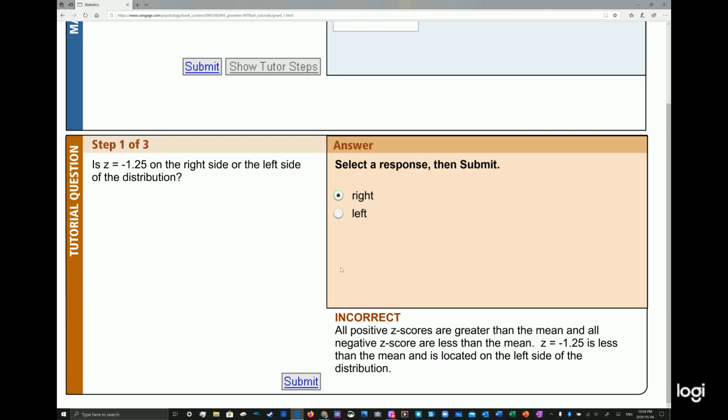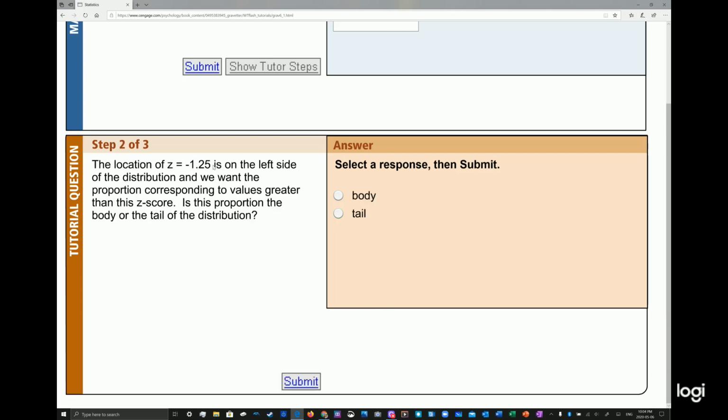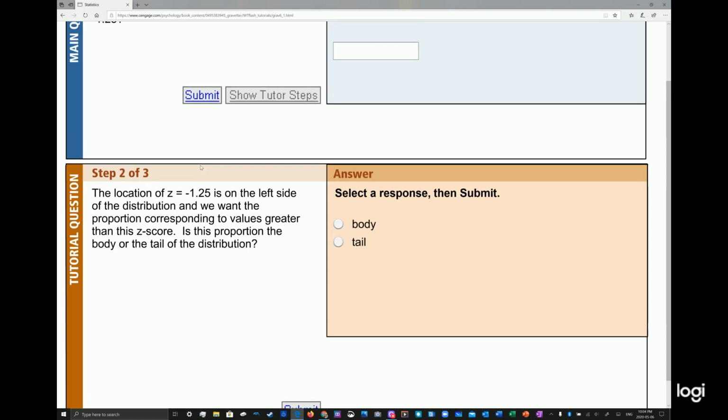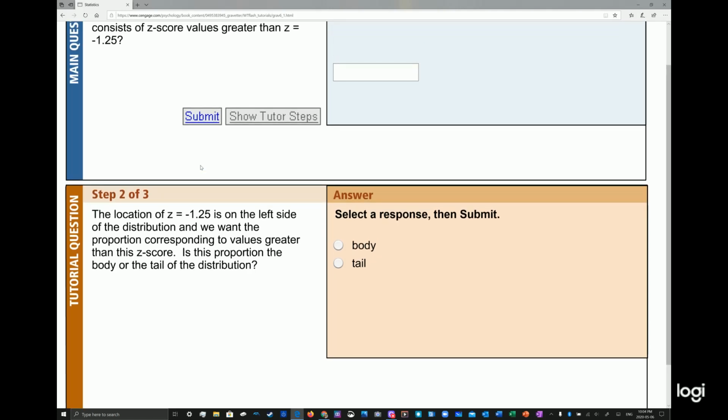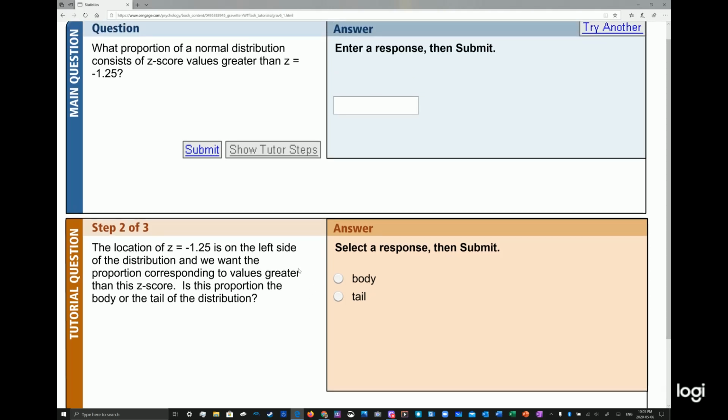And so, for example, if you were to answer incorrectly, which I did just now, it would tell you why. All the positive z scores greater than the mean are on the right side and all the negative values are less than the mean. Less than the mean means it's on the left side. So you take this next step. Okay, the z at negative 0.125 or 1.25 is on the left side, so values greater than. Would that be the body or the tail? So it's on the left side, and values that are greater than is going to be to the right, which I was thinking of, but didn't answer the correct question.